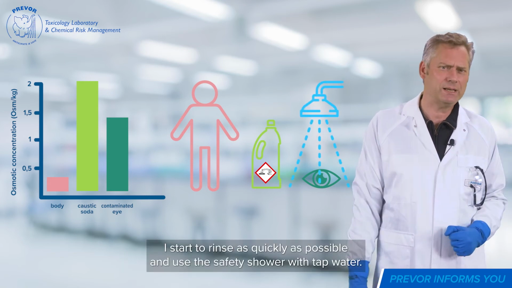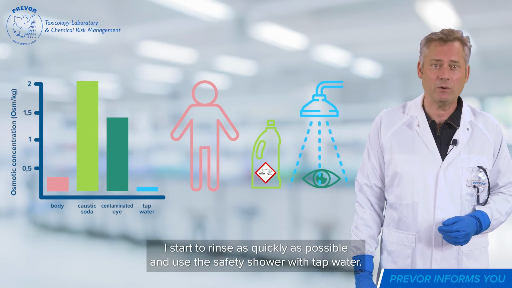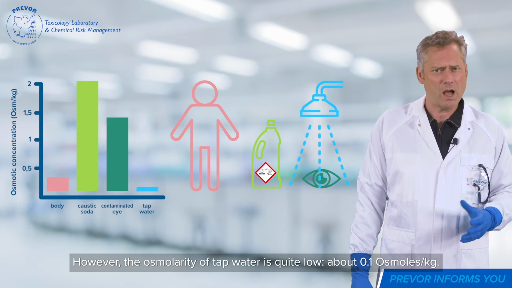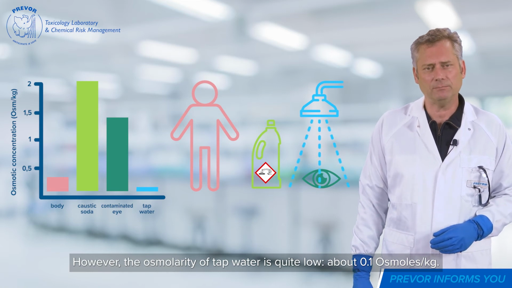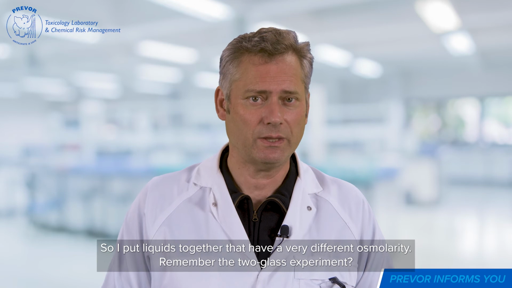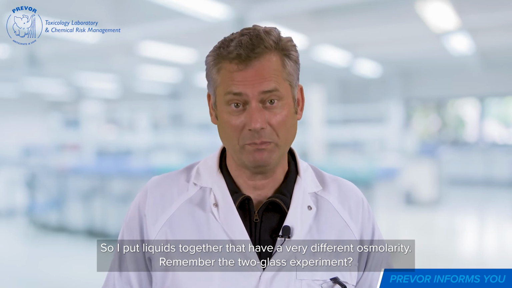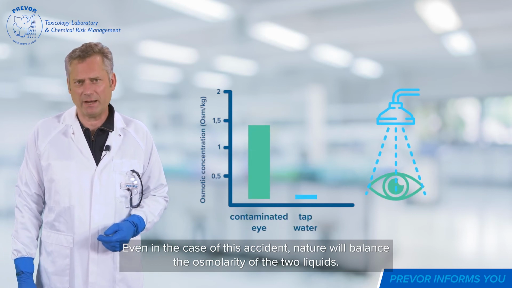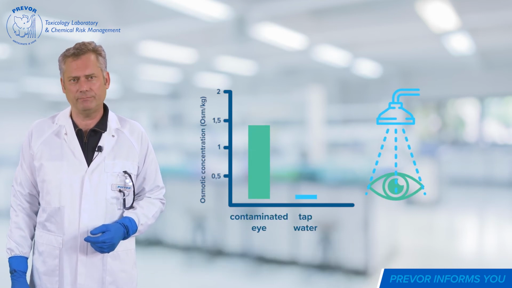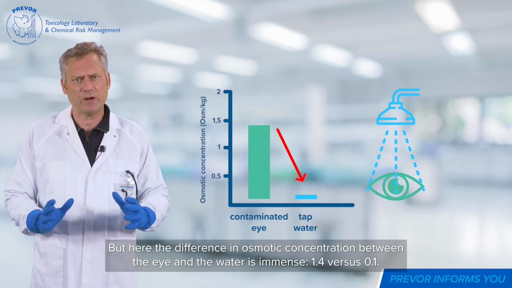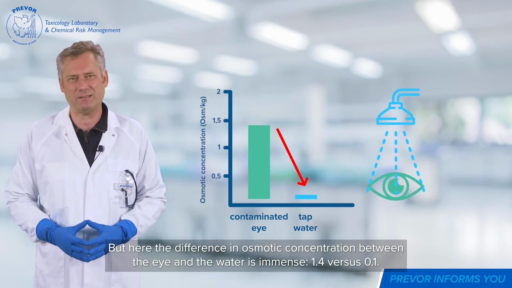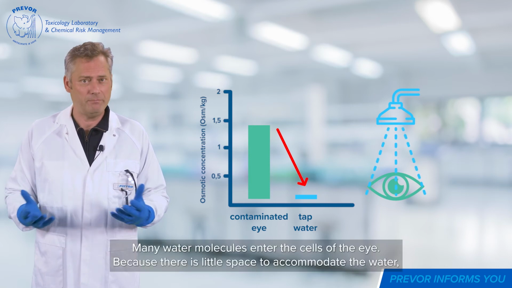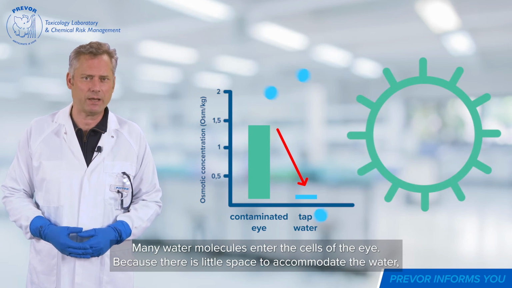I start to rinse as quickly as possible and use the safety shower with tap water. However, the osmolarity of tap water is quite low, about 0.1 osmoles per kilogram. So I put liquids together that have a very different osmolarity. Remember the two-glass experiment? Even in the case of this accident, nature will balance the osmolarity of the two liquids. But here the difference in osmotic concentration between the eye and the water is immense. 1.4 versus 0.1. Many water molecules enter the cells of the eye.